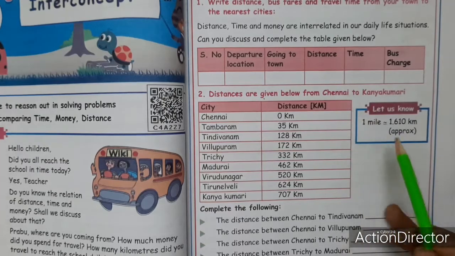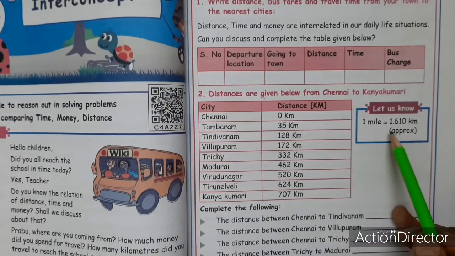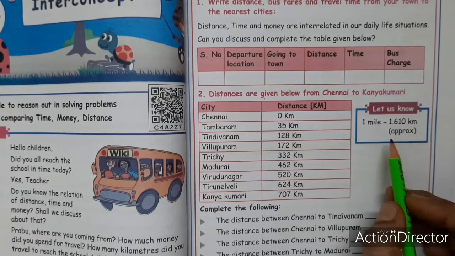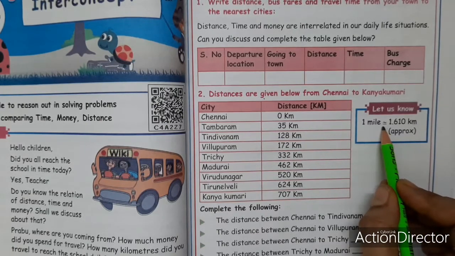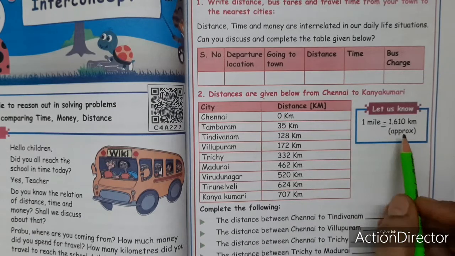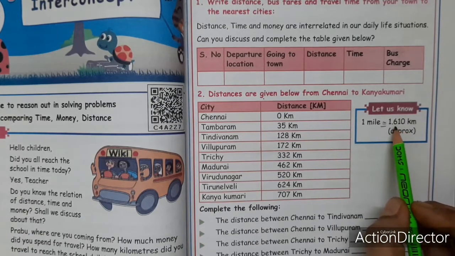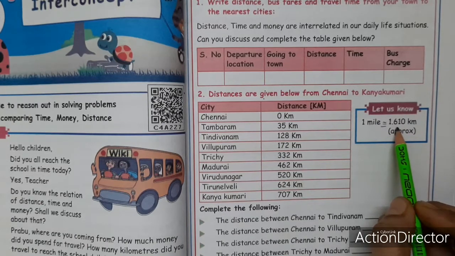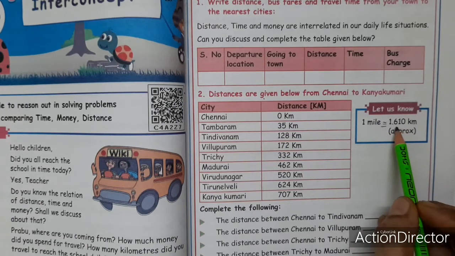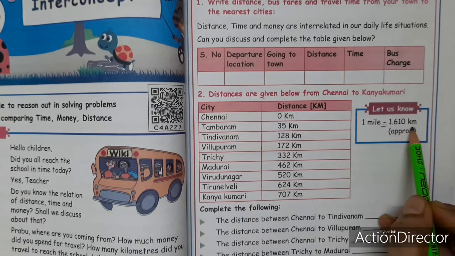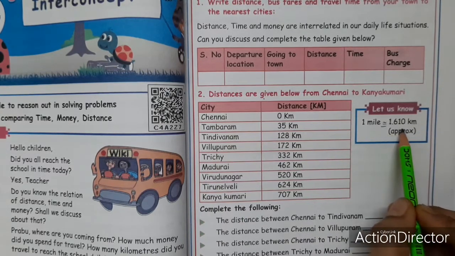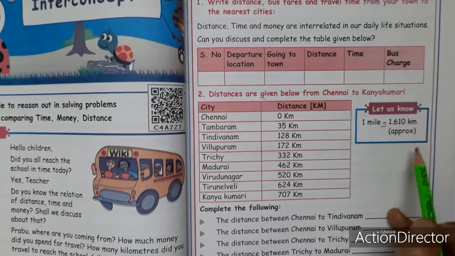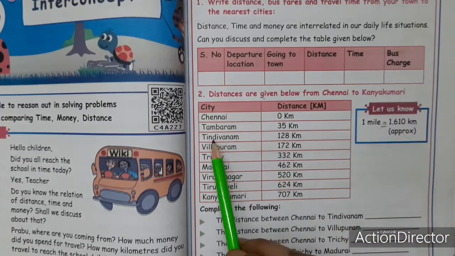One mile is approximately, they have not given an equal sign, it is called approximate, and the symbol for approximate is this one, 1.610 kilometers. The numbers after the point you should not say as a whole number, you should say them as single digits. So for 1.610 kilometer, you should not say one point six hundred ten, you should say one point six one zero kilometer, approximately.